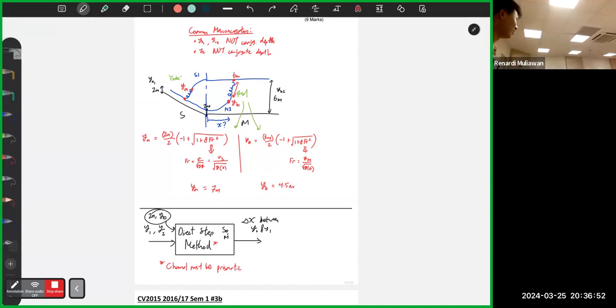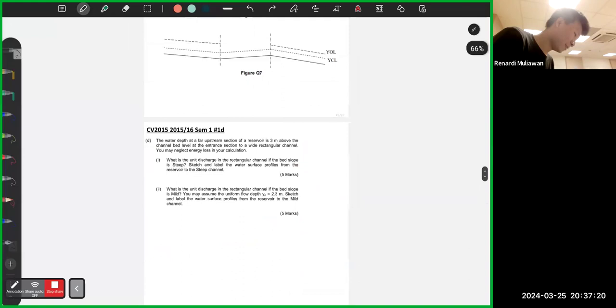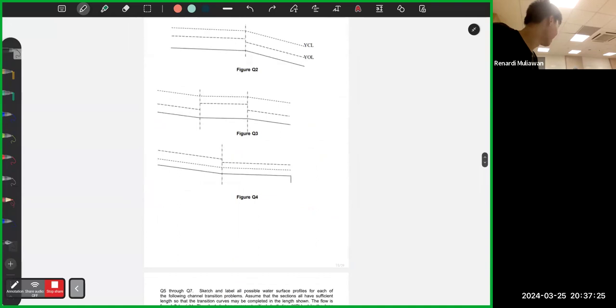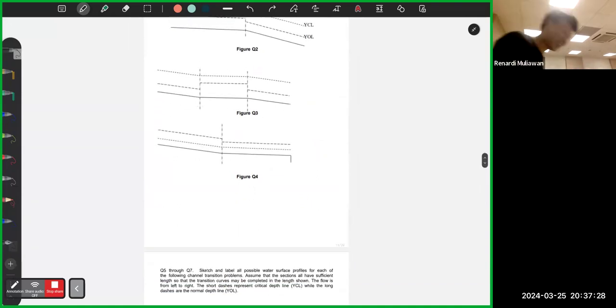Because for CV 2020, I don't think they have calculations on hydraulic jump, but they do have the sketching. For the past 2 years, there's no calculation of hydraulic jump, but I just put it here just in case, because it's in the lecture notes, in the hydraulics course. But for some reason, CV 2020, they never include this. I don't know why. They only include it up to water profile sketching. Okay, I think it's a good idea. Let's go.